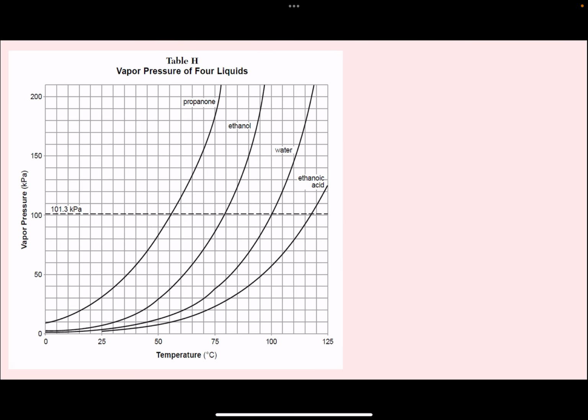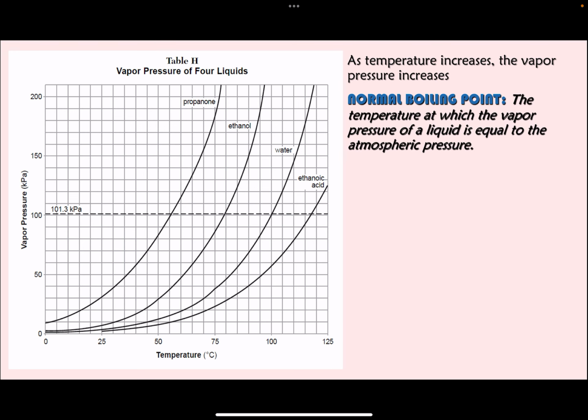So here is a graph that is given to you in Table H in your reference table packet. This represents the vapor pressure of 4 liquids. One piece of information you need to remember from this graph is that as temperature increases, the vapor pressure is also increasing, because you see all of these curves going up. The second thing to remember is that this graph is telling you the normal boiling point of these 4 liquids.